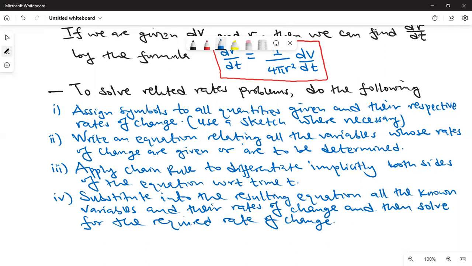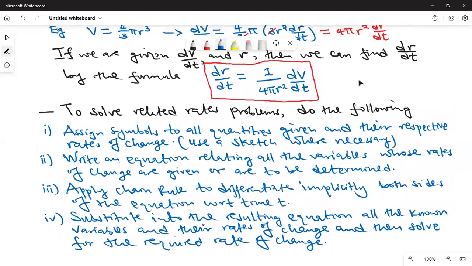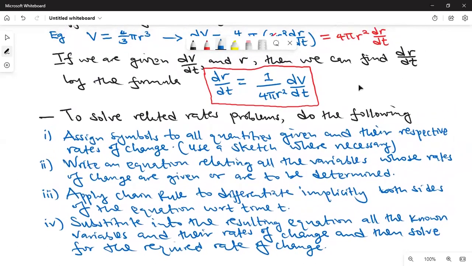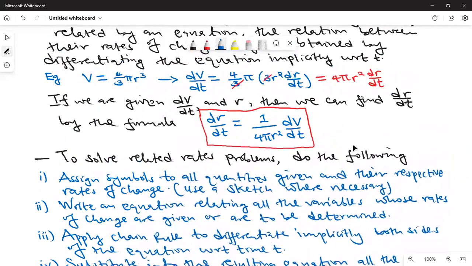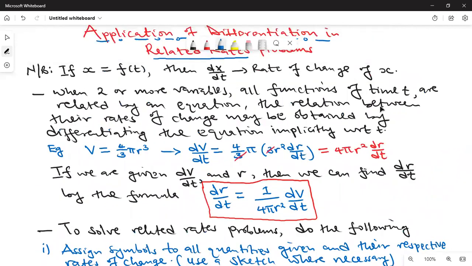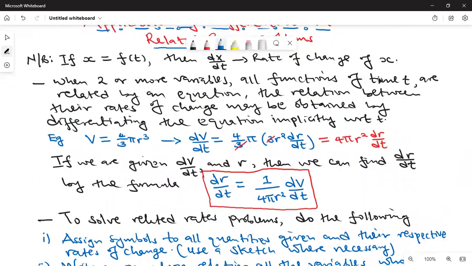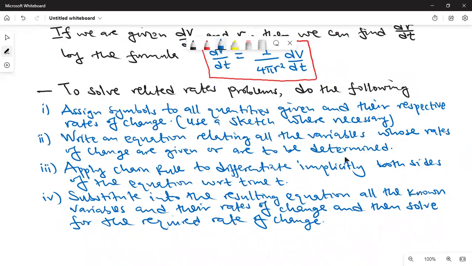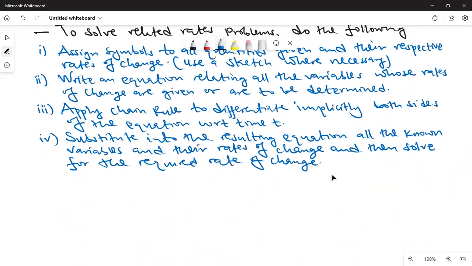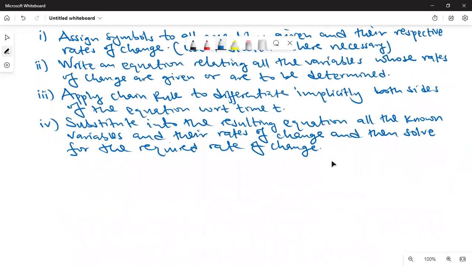I'm going to give you an example, but what you need to take note of is that when you are faced with a related rates problem, you just need to follow these 4 steps. Those 4 steps will guide you into finding a solution for any given related rates problem. Having explained those steps, let's look at an example of a related rates problem.